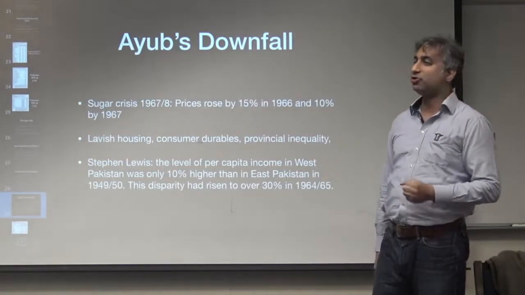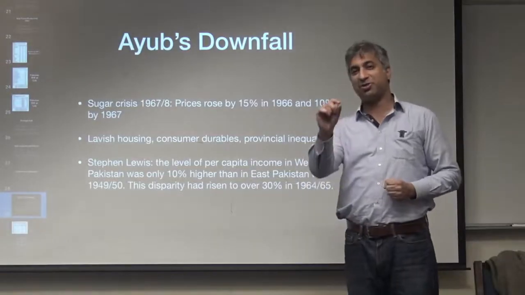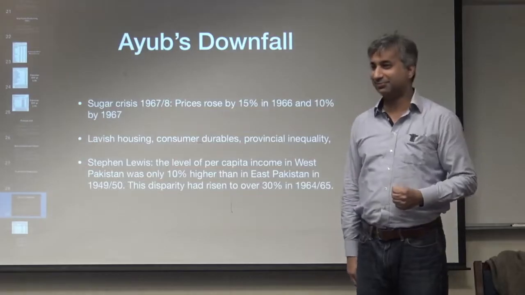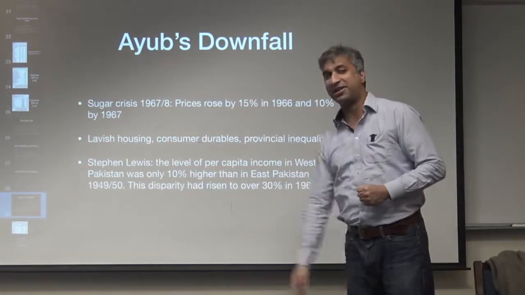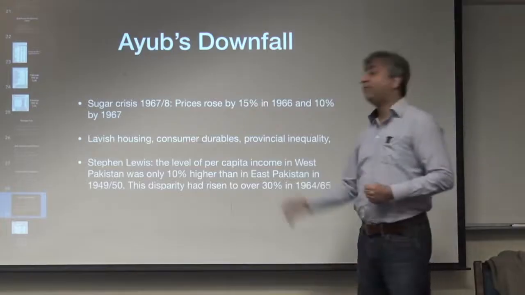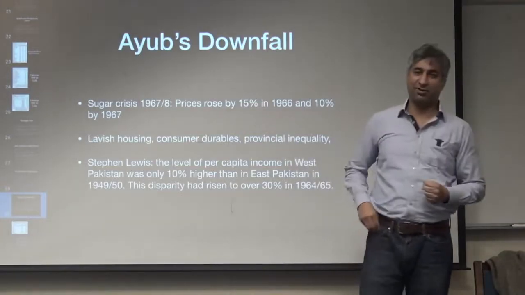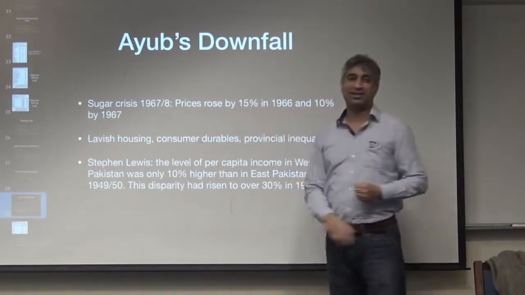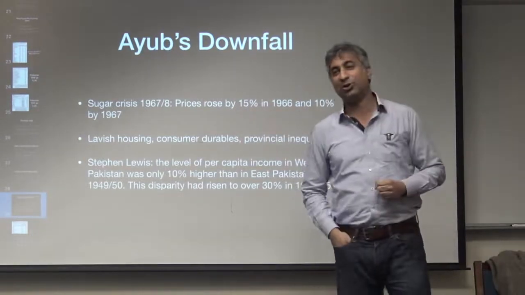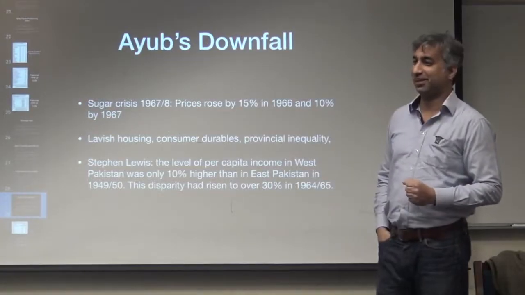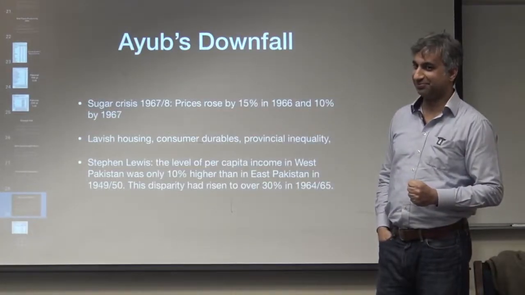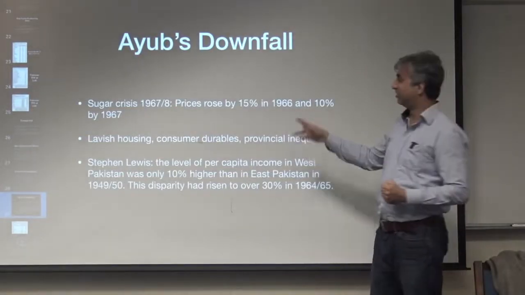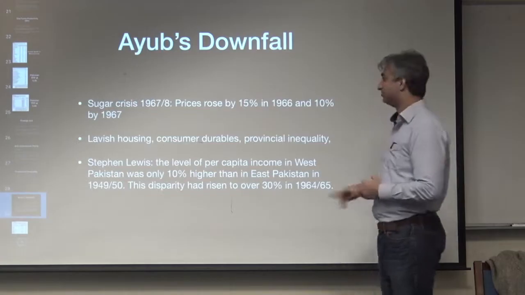By the way, what is the inflation rate in Pakistan right now? 14%. Correct, 14.06%. And what is the food price inflation rate of Pakistan right now? A rise of 15%, 10% caused a major crisis in the time of Ayub. What is it right now in Naya Pakistan? It's all the way up to 25%. Yet, no major revolt against Khan Sahib.